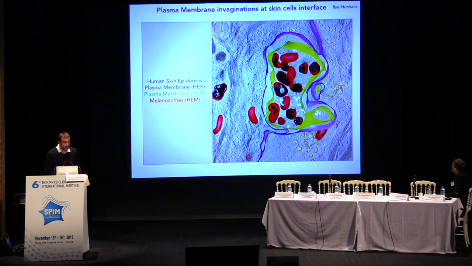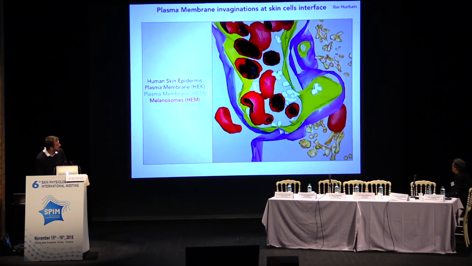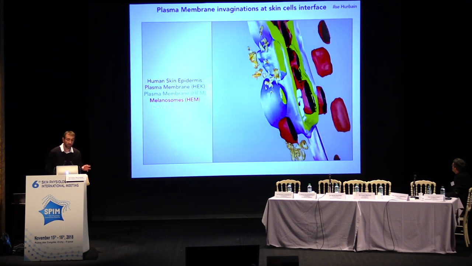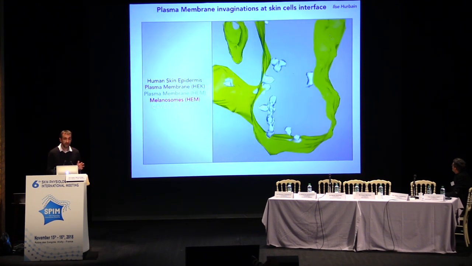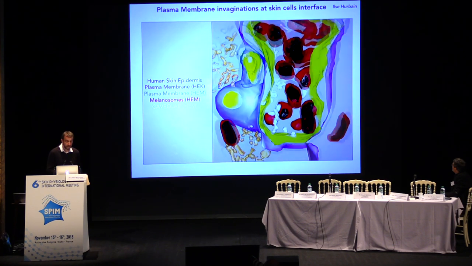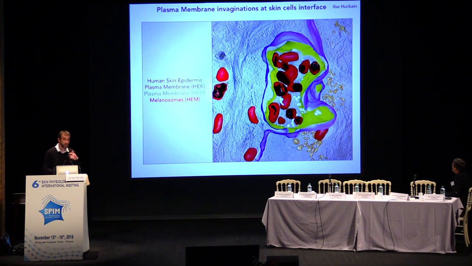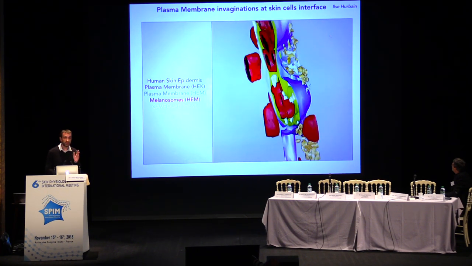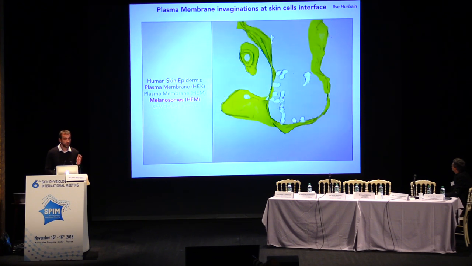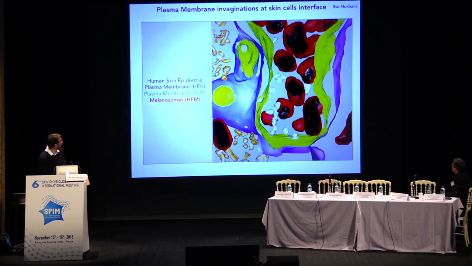What we can see is that these plasma membrane invaginations are still connected to the plasma membrane. The diameter ranges between 60 and 80 nanometers, and they are non-coated. What I mean by coat is like a clathrin coat, for instance. So this is really all the morphological features of one type of invagination that is called caveolae.